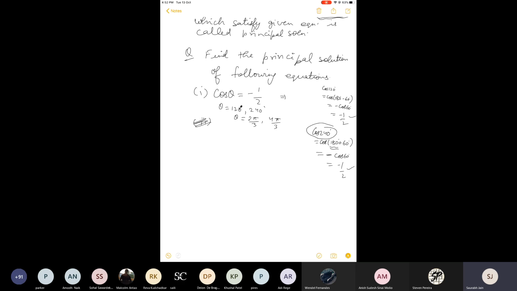I am giving you another question. Tan theta equals root 3. Principal solution. Question will remain the same.